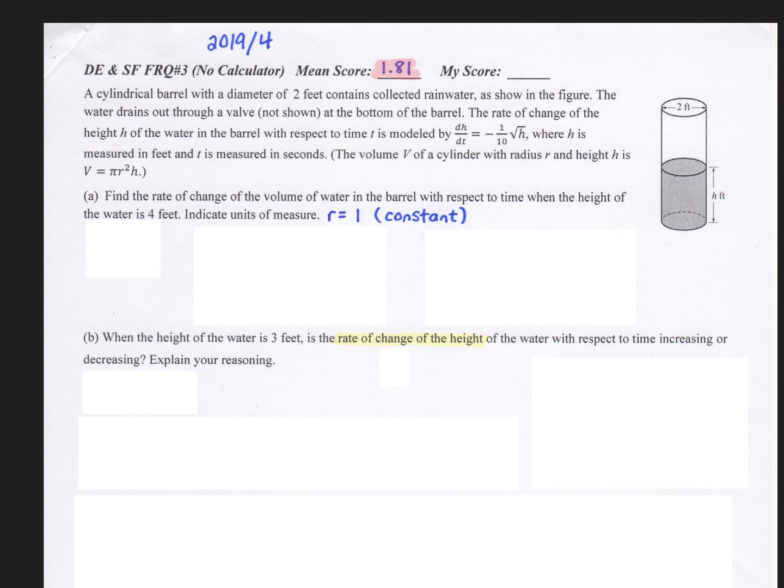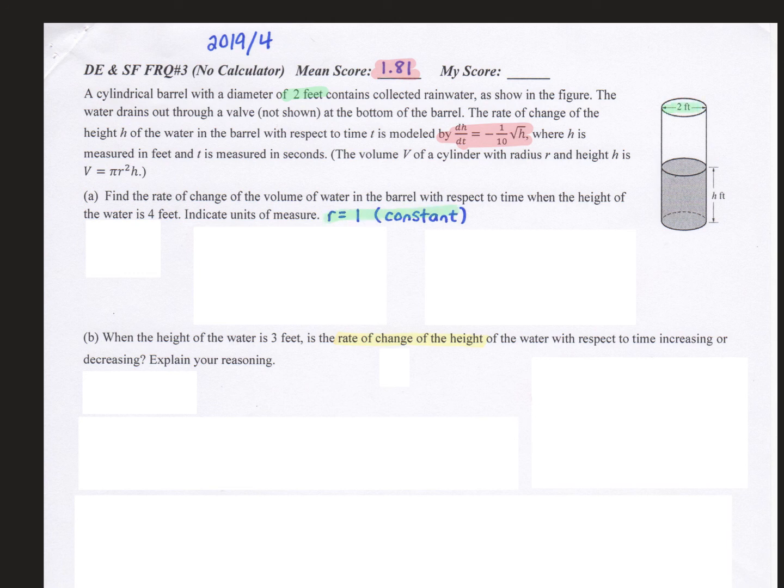So I have this cylindrical barrel here, and it's collecting rainwater, and the rate of change of the height is given by this function here, dH/dt, so that's the rate of change of the height. We're also told that the diameter of this barrel is 2 feet, and as this rainwater is collecting, that diameter does not change, so we have a constant radius of 1.